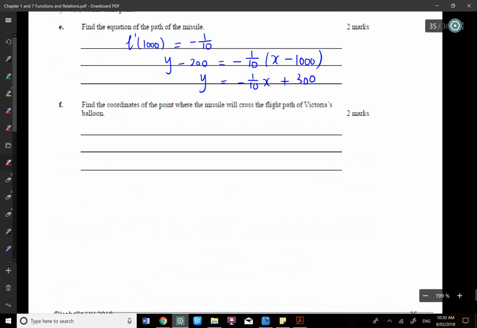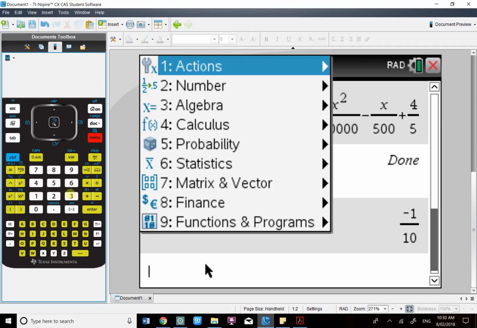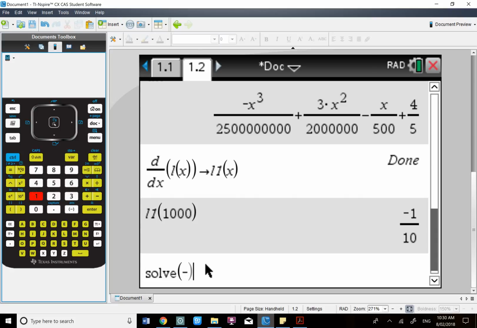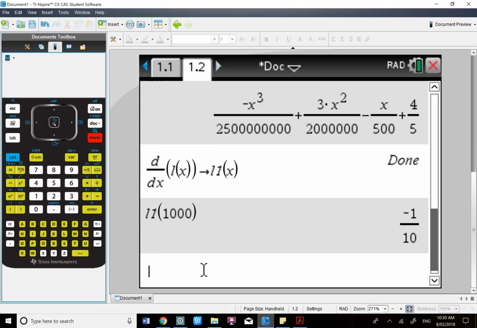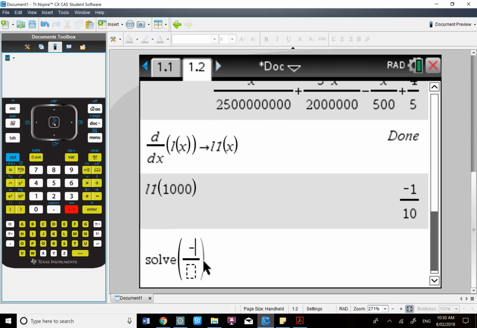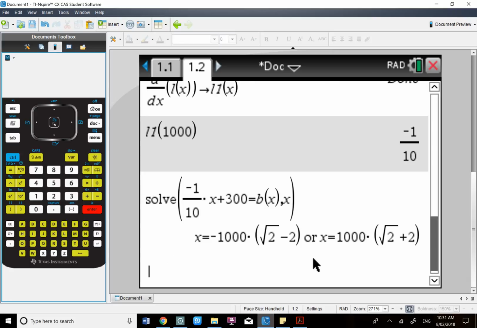So what's very easy to do is to solve y equals -1 on 10x plus 300 and y equals bx, the balloon, simultaneously. So menu 3, 1, negative 1 on 10x plus 300 equals bx. Directly type bx because we know what bx is, and comma x. So we have exact values. You can see, that's control and enter.